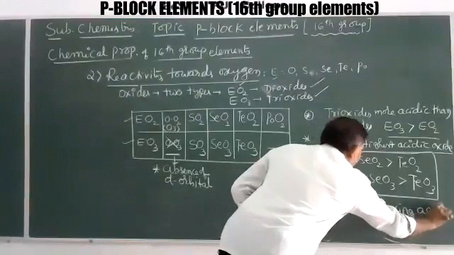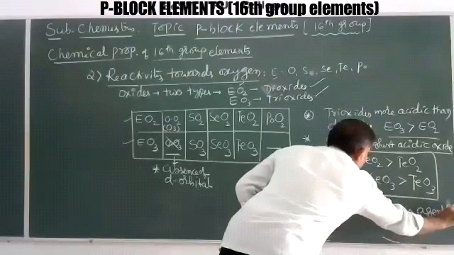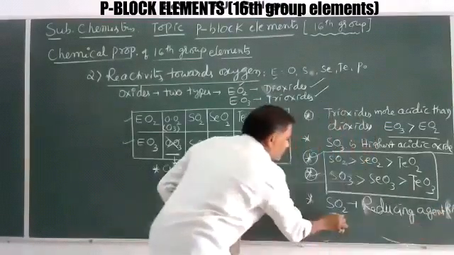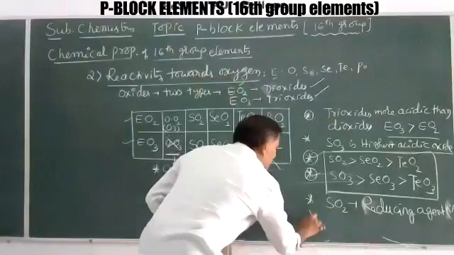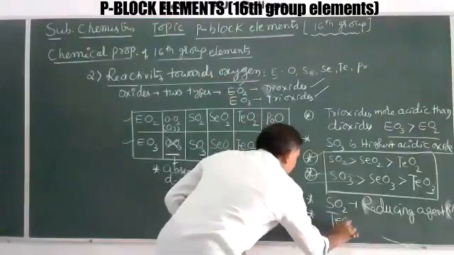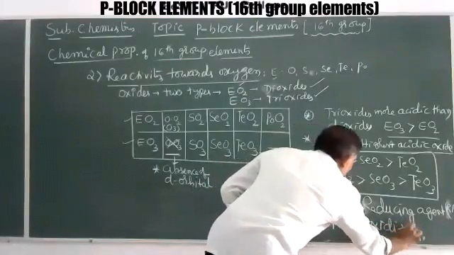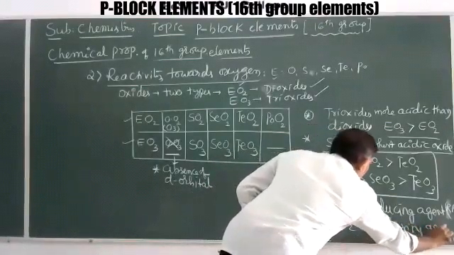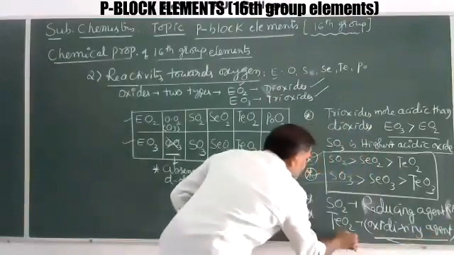That reducing agent means your oxidation reaction takes place. Oxidation means ready to convert dioxides to trioxides. Now here the tellurium dioxide acts as an oxidizing agent, that is ready to produce oxygen.